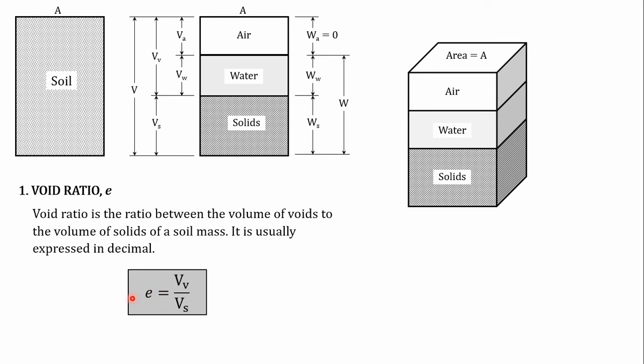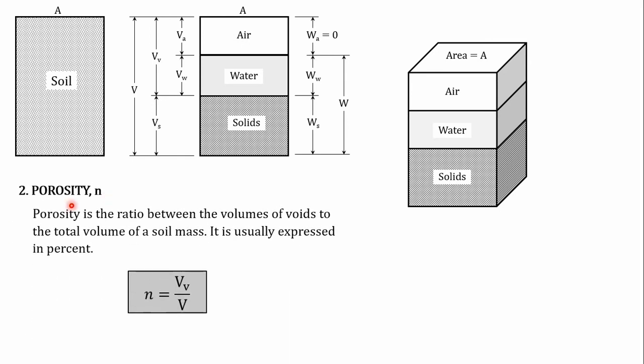Second is porosity. What is porosity? Porosity is the ratio between the volume of voids to the volume of soil mass. It is usually expressed in percent. So, N is equal to the volume of voids divided by the total volume. That represents the porosity, which is denoted as N.